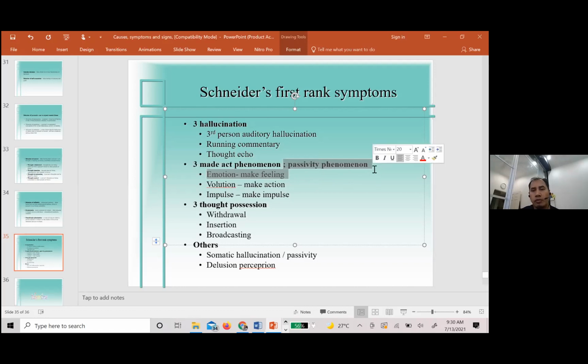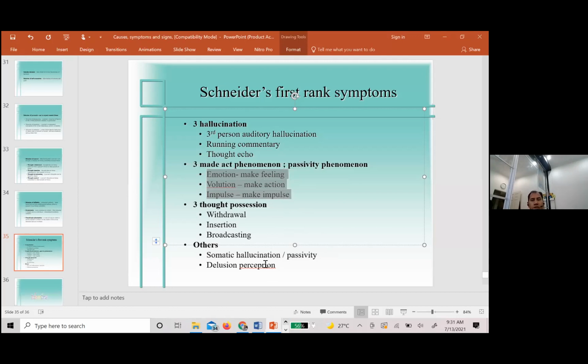The person is passive. Okay, we have also the thought possession yang just now lah. Yeah, the thoughts just now. Thought withdrawal, thought insertion, thought broadcasting. So done already, 9. And we have, okay, there is a term, we call it somatic passivity phenomena. This is actually referring to this. Yeah, same thing sebenarnya. Tapi this is general. Do you understand? The examples of passivity phenomena are this, yeah, this one.